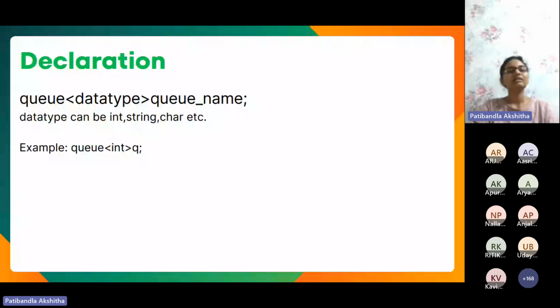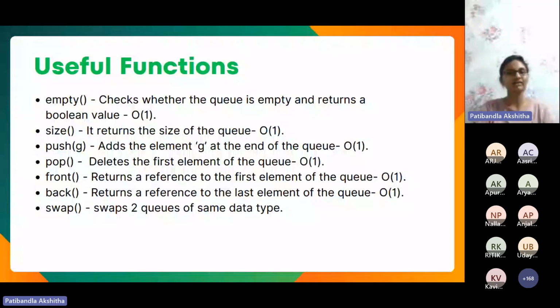Some of the useful functions in queues are empty. It checks whether the queue is empty or not. If it is empty, it returns 1. If not, it returns 0. Size function returns the size of the queue. Push g adds the element g at the end of the queue. Pop deletes the first element of the queue. Front returns the reference to the first element of the queue. And back returns the reference to the last element of the queue. The time complexity of all these functions is order 1.